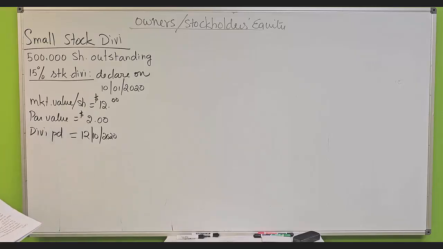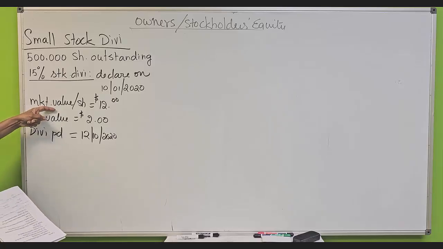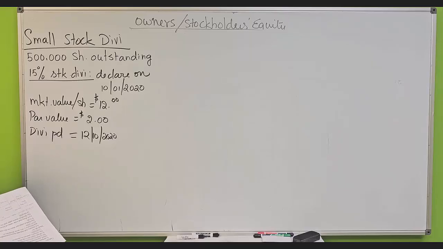So here, this is a small stock dividend. Why? Because it is only 15% of the existing shares outstanding. So in a small stock dividend, the value of the stock given as dividend is based on the market value per share on the day of declaration.